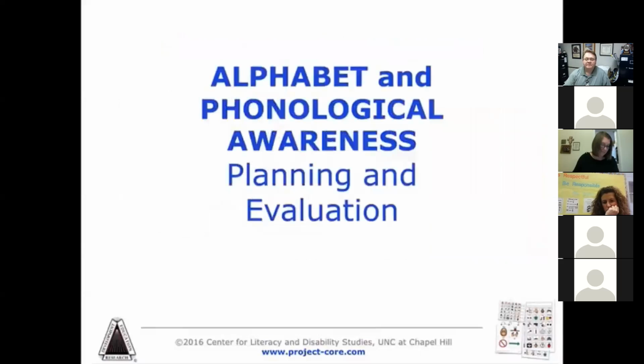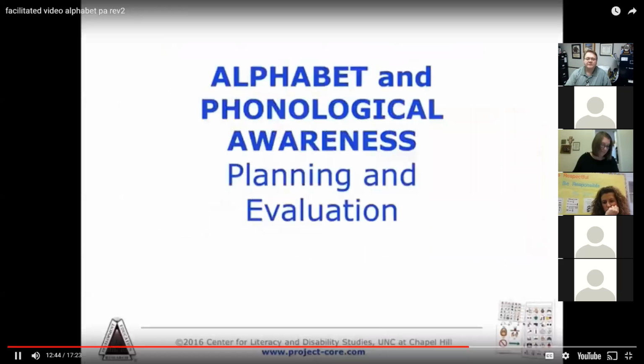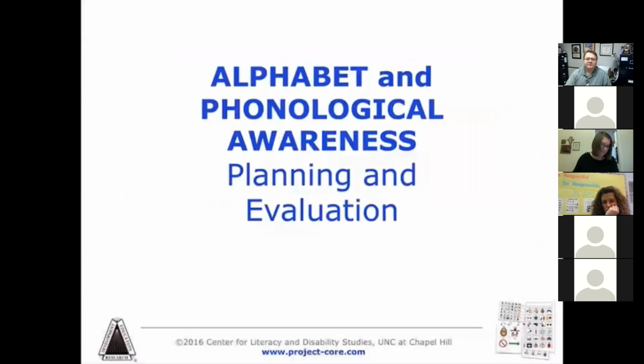In Project Core, we are emphasizing instruction that integrates the universal core vocabulary into instructional routines, like those that support alphabet knowledge and phonological awareness. You can plan and evaluate your own alphabet and phonological awareness instruction by making sure it includes the following.